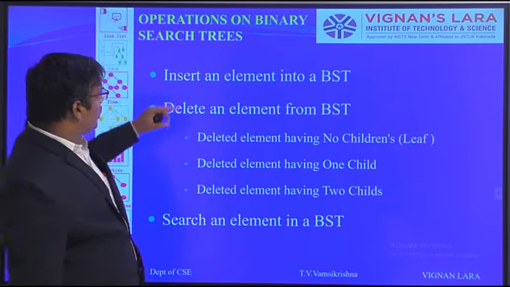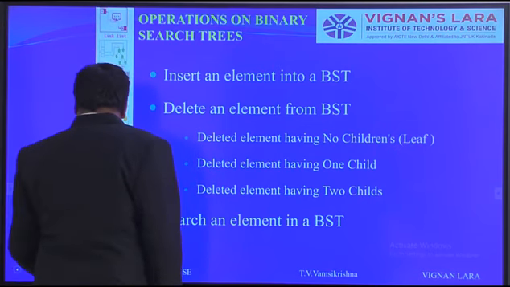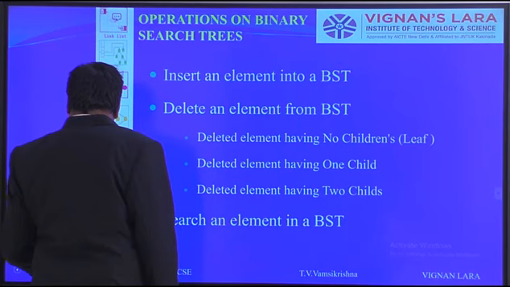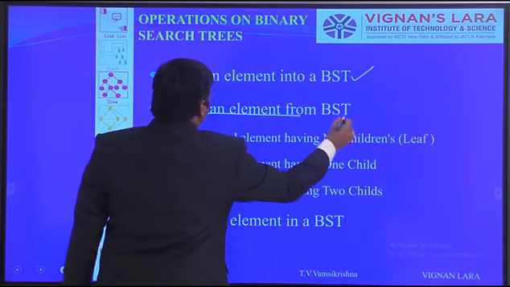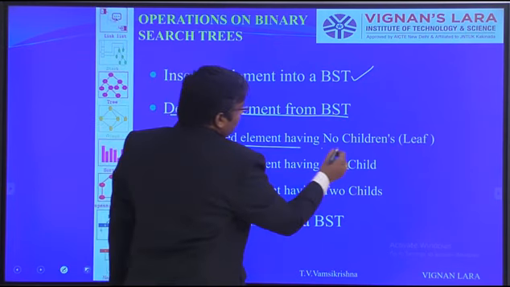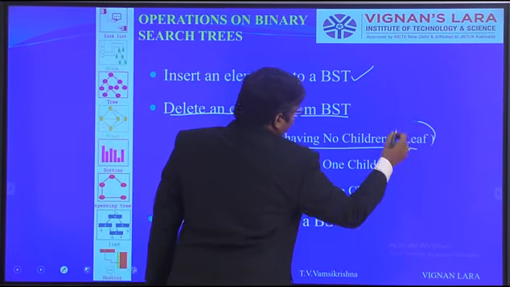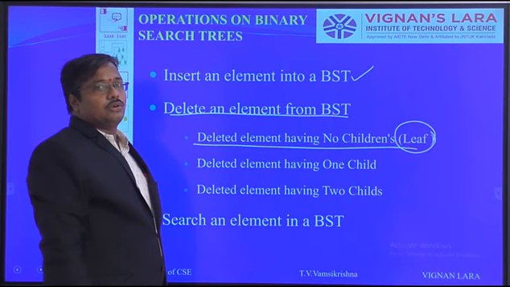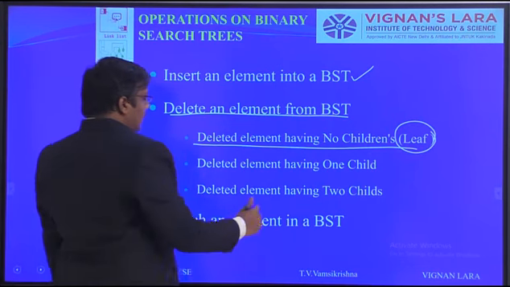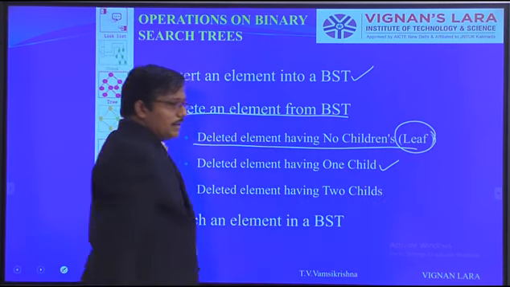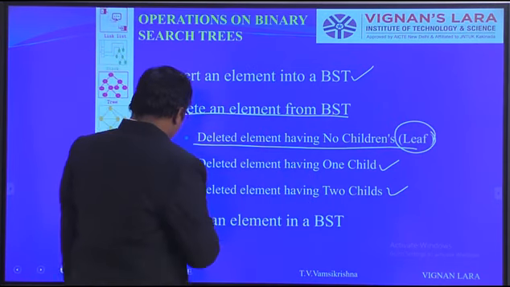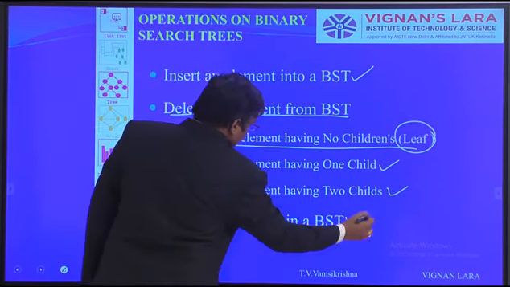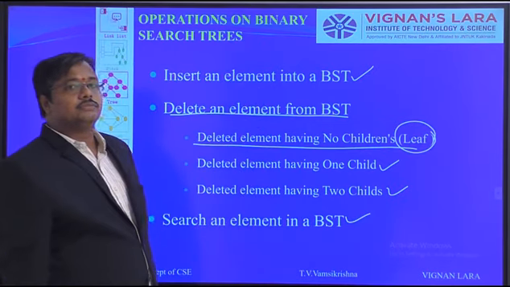In the binary search tree operations, the first one is insert, which is completed. The next one is delete. In the deletion case, a node with 0 children is called a leaf node, and there are deleted nodes having 1 child and deleted nodes having 2 children. The search operation is also completed.